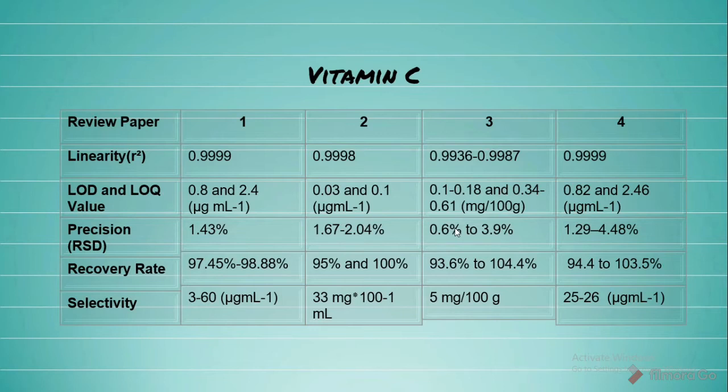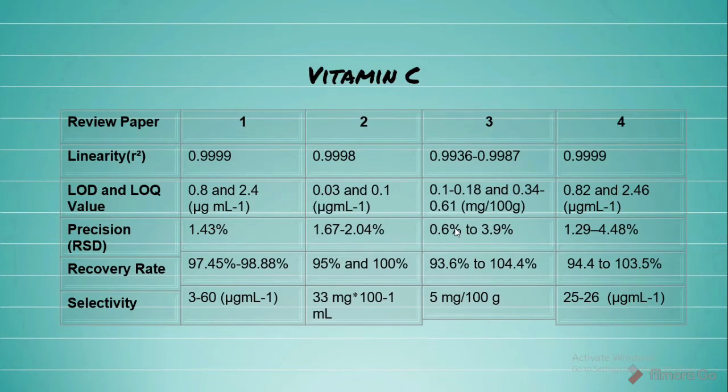As for the LOD and LOQ value, it is as shown. For the first article the LOD is 0.8, and the LOQ value is 2.4. For the second article it is 0.03 and the LOQ value is 0.1, and the third article is in the range of 0.1 and 0.18, and for the LOQ value is 0.34 and 0.61, and the fourth article is 0.82 and 2.46.